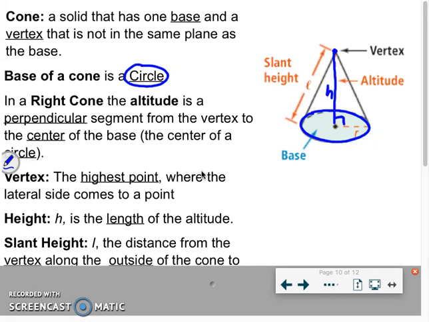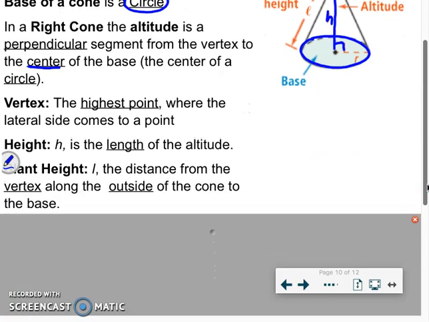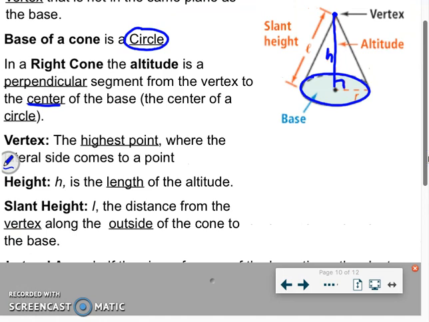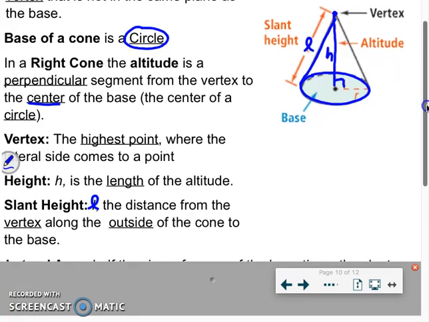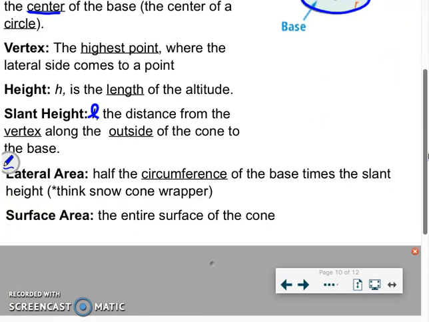And that's just going from the center to the very top. The vertex is the highest point. And the height, again, like we said, is just the length of the altitude. The slant height, again, that cursive L, is that outside height, which we're going to need to figure out how big that lateral area is. So that's the distance from the vertex along the outside of the cone to the base.